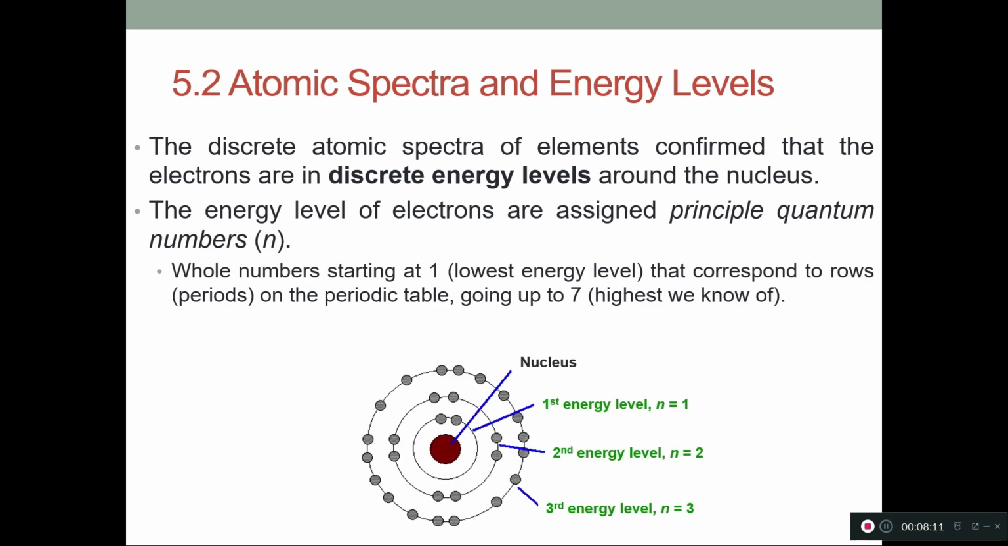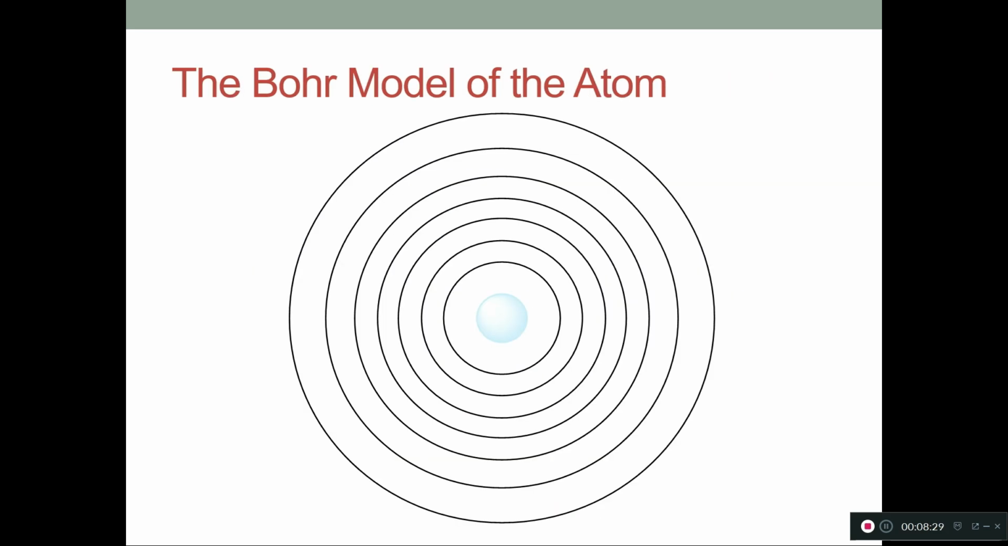And so this gives rise to the Bohr model of the atom, which is a nucleus that has these different orbits for the electrons, where the orbits correspond to the energy levels of the electrons. So that gives rise, like I said, to the Bohr model, where we have the first energy level, and this can hold 2 electrons. We'll talk a little bit more about the number of electrons that these different orbits can hold in the next video. But for now, just know that the different orbits can hold different numbers of electrons.